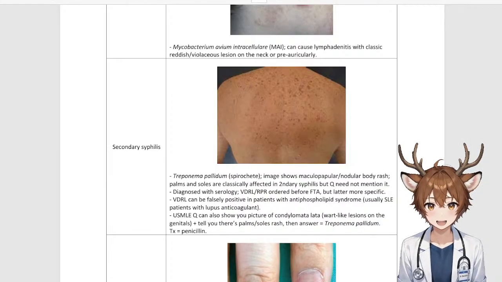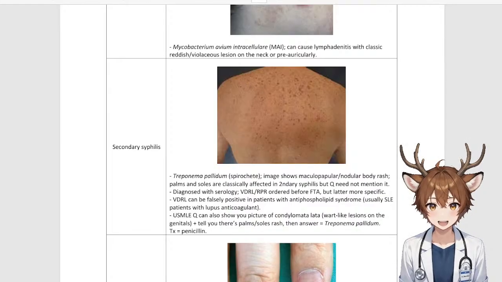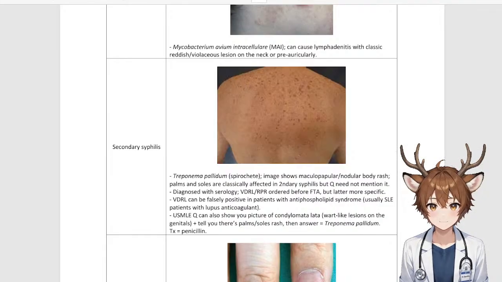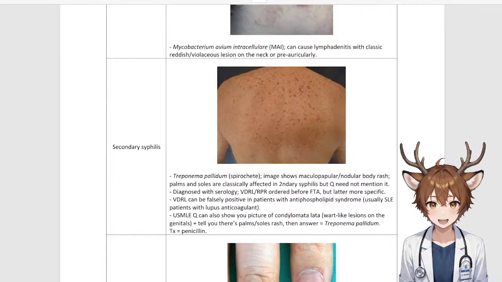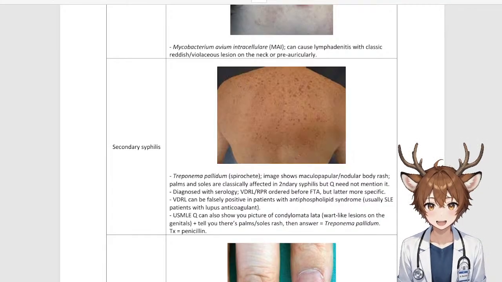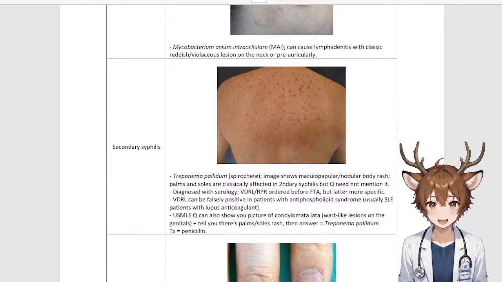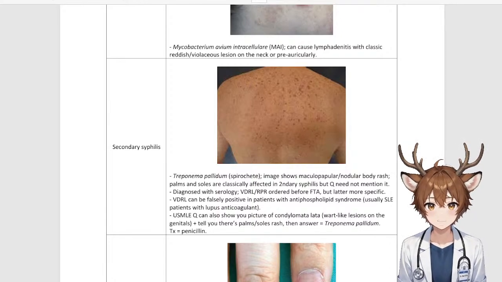VDRL can be falsely positive in patients with antiphospholipid syndrome, usually SLE lupus, patients with lupus anticoagulant. USMLE questions can also show you a picture of condylomata lata, wart-like lesions on the genitals, plus tell you there's a palm/sole rash. Then the answer should be Treponema pallidum. Treatment would be penicillin.